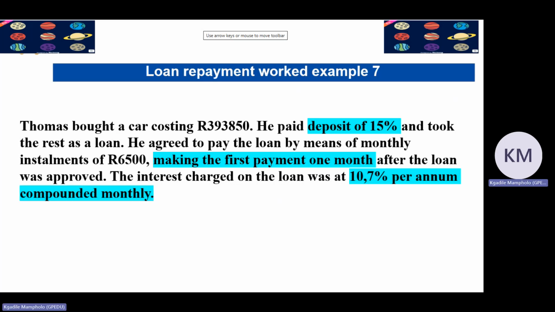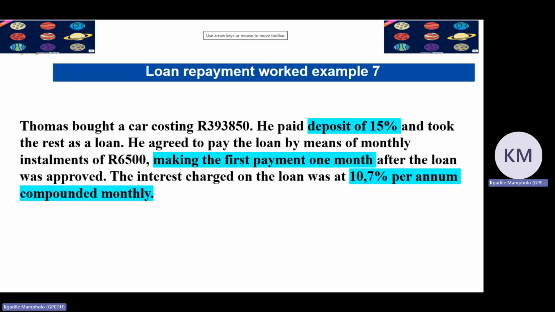Thomas bought a car costing 393,850. He paid a deposit of 15,000 and took the rest as a loan. He agreed to pay the loan by means of monthly installments of 6,500, making the first payment 1 month after the loan was granted. The interest charged on the loan was 10.7% per annum compounded monthly.